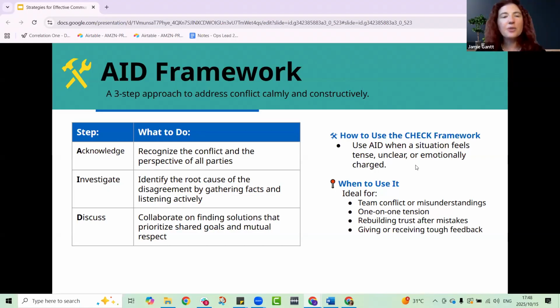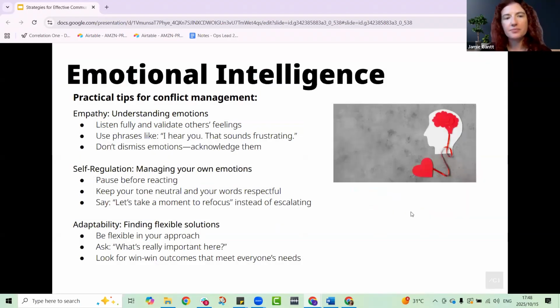Okay. Has anyone used the AID framework at all? Let me know in the chat. So when we're using the AID framework, there is emotional intelligence involved. So you want to always remember that empathy, the self-regulation, and being adaptable. That's going to help you with that acknowledgement piece so that you can actually move through the rest of the framework.